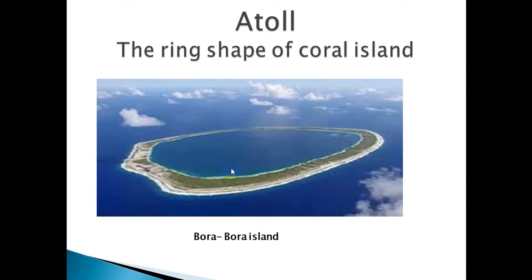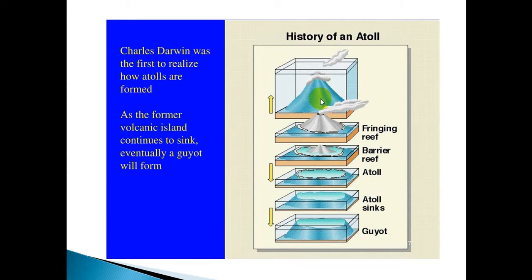This is an atoll. After years, even the corals sink down, and the whole island becomes underwater, and this will form something called a guyot, like here. So first the volcano reaches the surface of the water, and then it makes the island, and then the island starts to sink down, and corals form in circles around the island, and then the island itself sinks and leaves only the coral ring. This is called an atoll, and then even the atoll sinks down, and at the end we have the whole island under the water surface, and this is called a guyot. Okay, the T is silent.